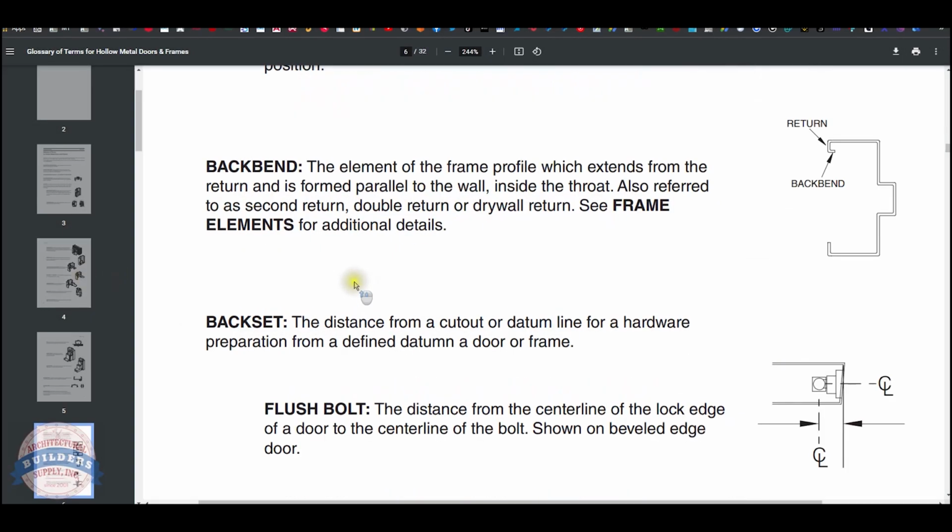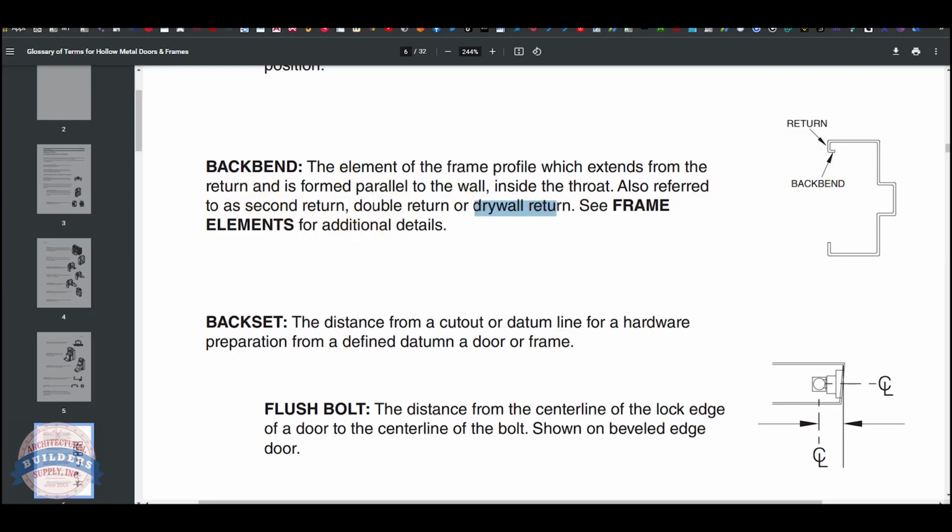Okay, backbend. Let's look at the definition. Backbend, the element of the frame profile which extends from the return and is formed parallel to the wall, inside the throat. Also referred to as a second return, double return, drywall return. See frame elements. We would call it a backbend return. So, everybody, if you say backbend return, everyone knows what that means. But these are the SDI definitions.